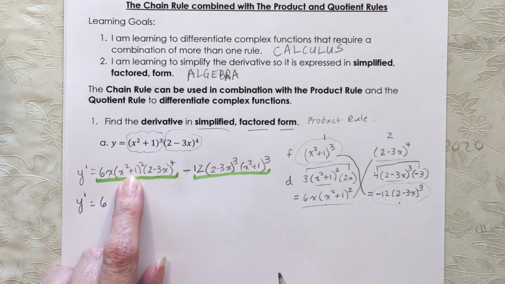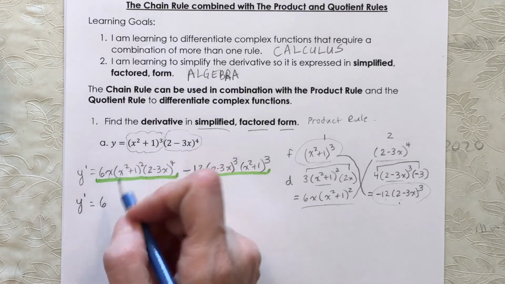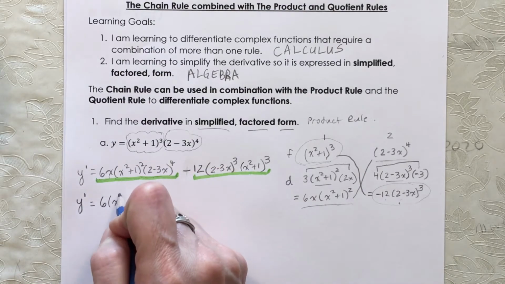Then we're going to compare our x squared plus 1 terms. So we've got x squared plus 1 to the power of 2 and x squared plus 1 to the power of 3. So we want to take the one with the smaller exponent, just like when common factoring normally. So we're going to take x squared plus 1 squared as part of our common factor.